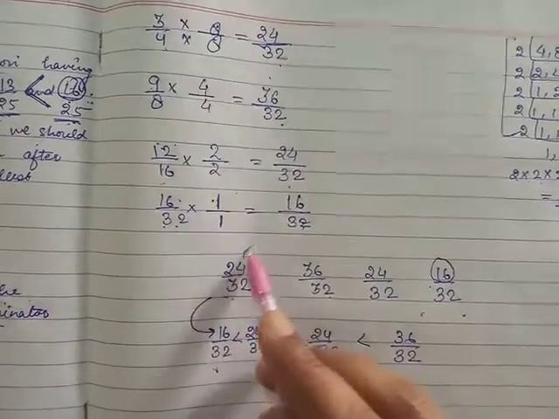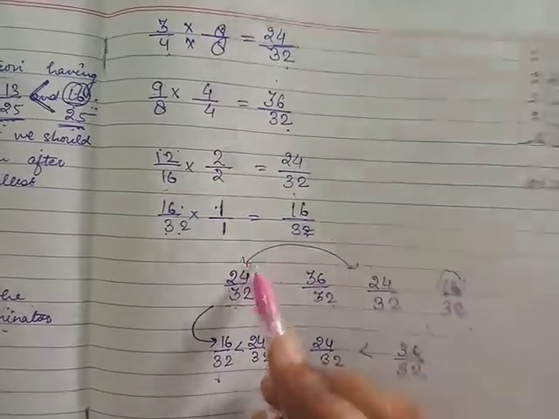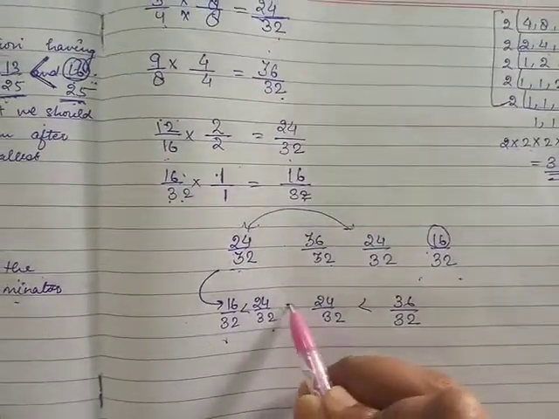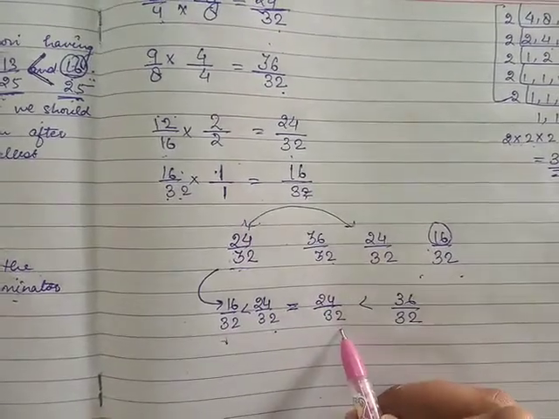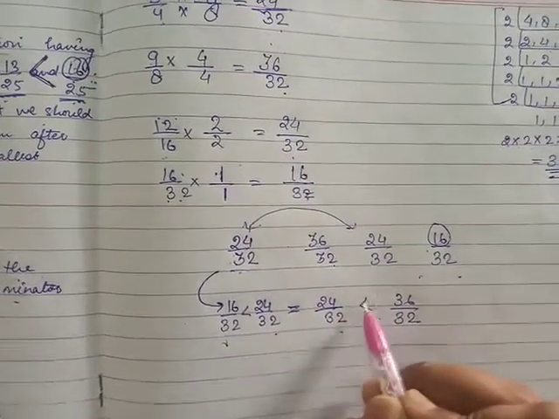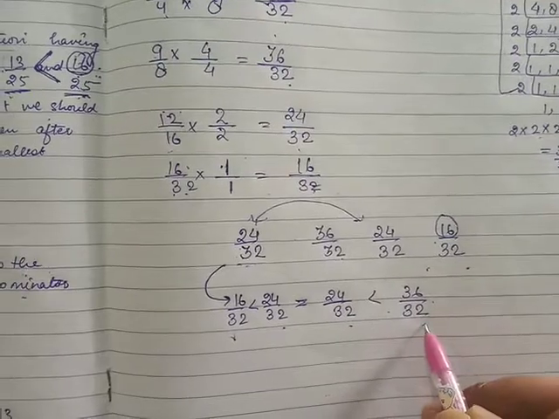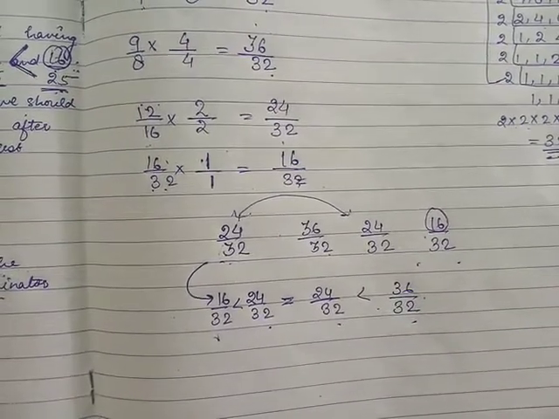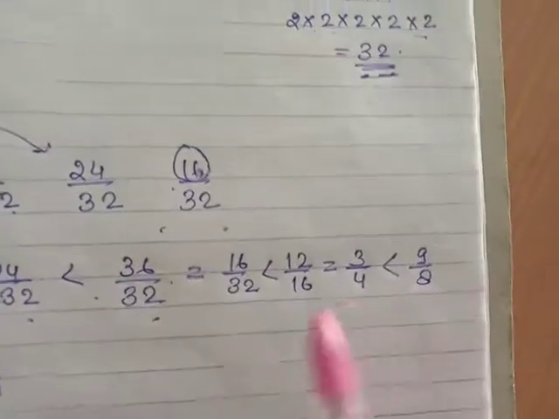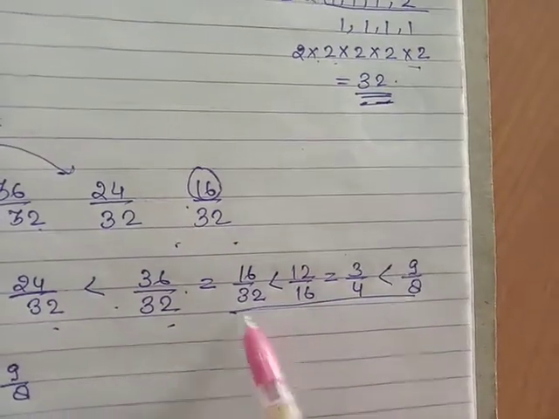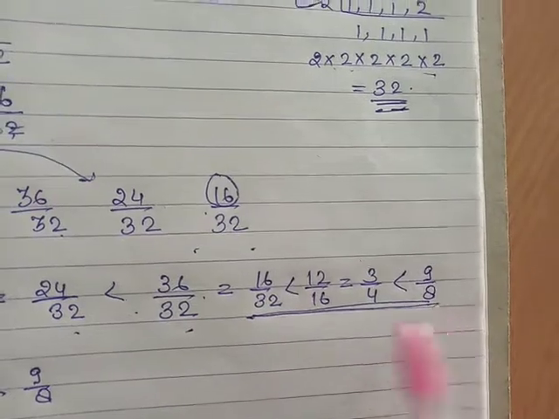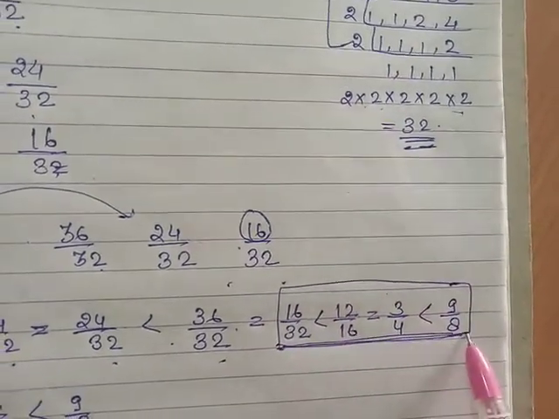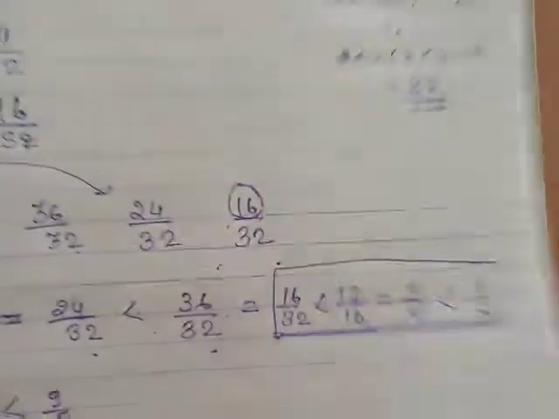Then we have 24 in the numerator portion, two values. Then 24 upon 32, that will be equal to the other 24 upon 32, and then after that 36 upon 32. We will write the exact values as given in the question. According to the question, the values which are given we have kept in this form, and this will be our answer in ascending order.